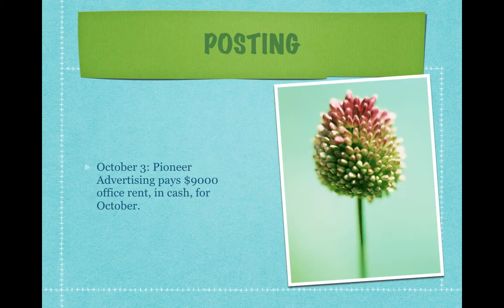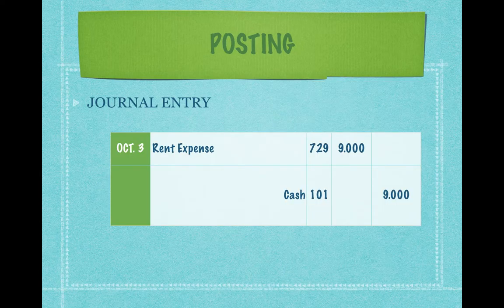The second case, October the 3rd, Pioneer Advertising pays 9,000 US dollar office rent in cash for October. Okay, so these are the journal entries. We add 9,000 on the debit side for rent expense. We subtract 9,000 on the credit side for cash, meaning we have spent money for renting the office.